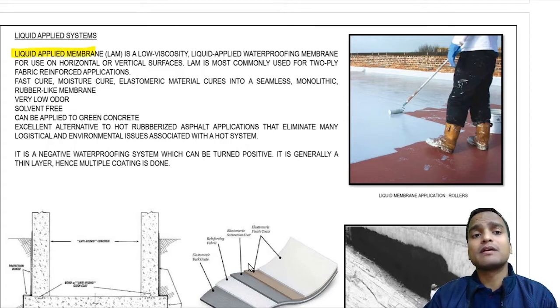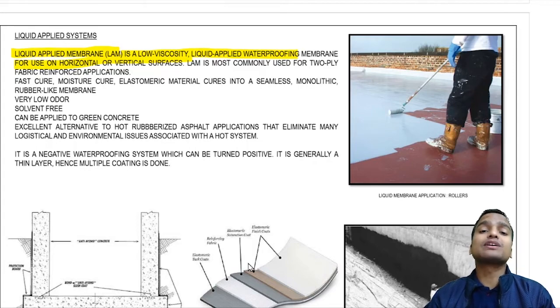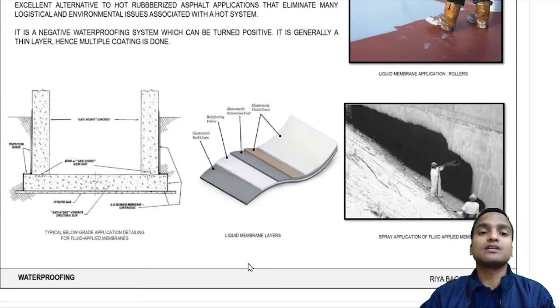Means membrane, which is initially in liquid form and then dries and forms like a membrane. That liquid has a low viscosity, and it is used on either horizontal or vertical surfaces. Now, this is a liquid with a low viscosity, so it can be sprayed on the walls, and you can see in this figure that these workers are simply spraying the liquid waterproofing membrane on the walls.